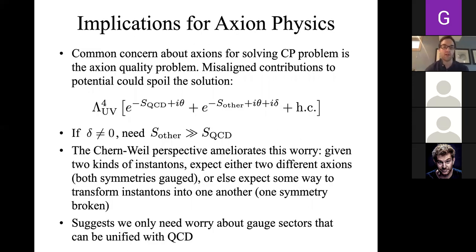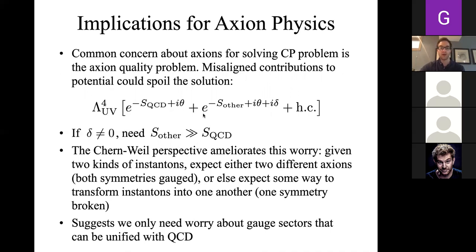One last point that I'll mention regarding axion physics is the implication here of the Chern-Weil perspective for the so-called axion quality problem. A common concern in solving the CP problem is what's known as this axion quality problem. And the concern is that you might have misaligned contributions to the axion potential, which could spoil the solution. So here we have this contribution from the QCD axion. It has a minimum at the appropriate value of theta.